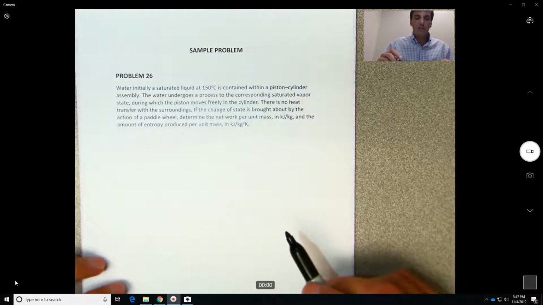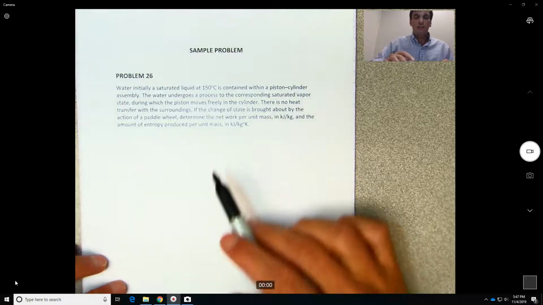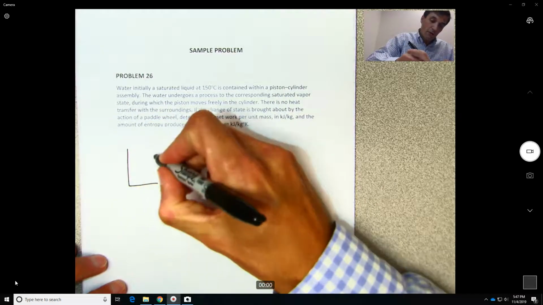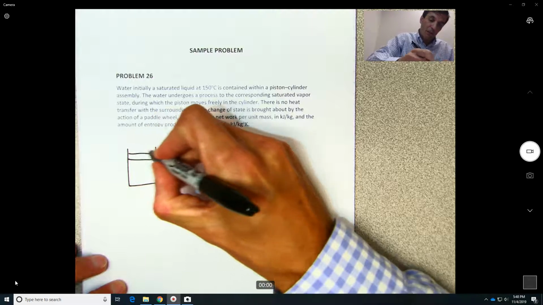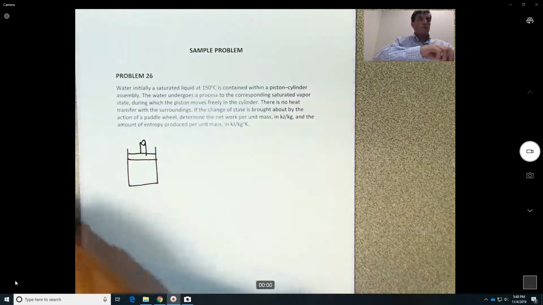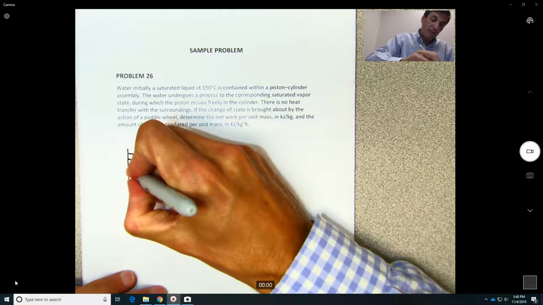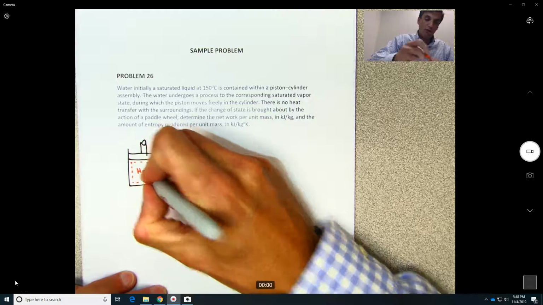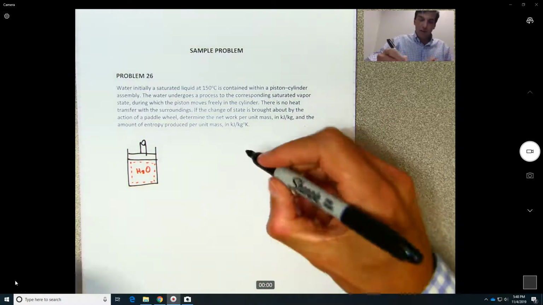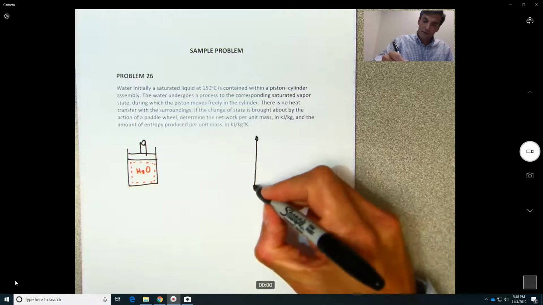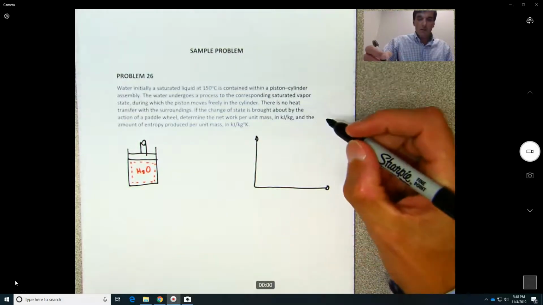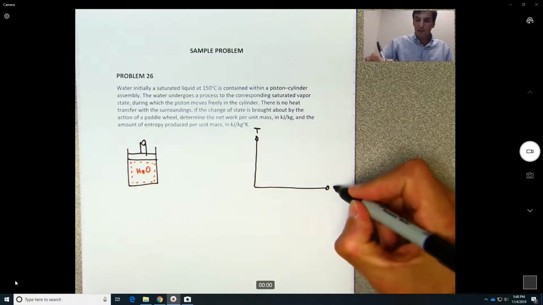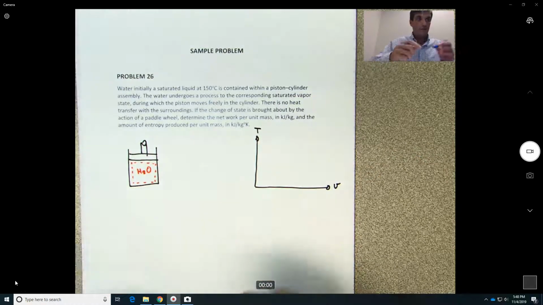Water, initially a saturated liquid at 150 degrees Celsius, is contained within a piston cylinder assembly. So we always do a piston cylinder assembly here. Why is this important? Because this tells us that we are dealing with a closed system. Okay, and we know we have water. And then what do we know? It's initially saturated liquid, and we need the temperature, so maybe I will do here a T-v diagram.